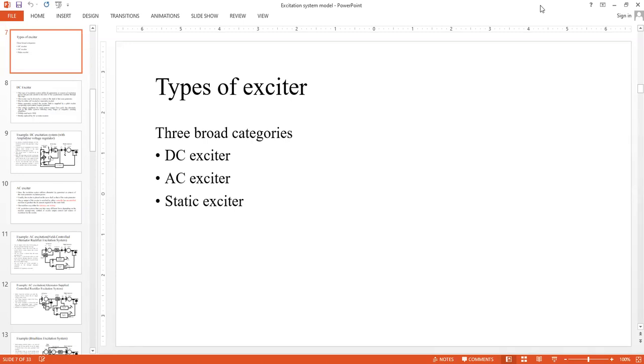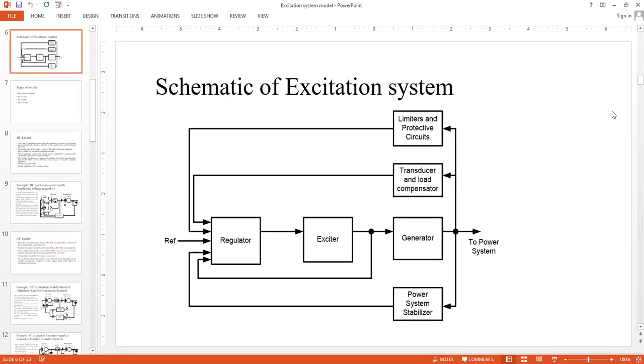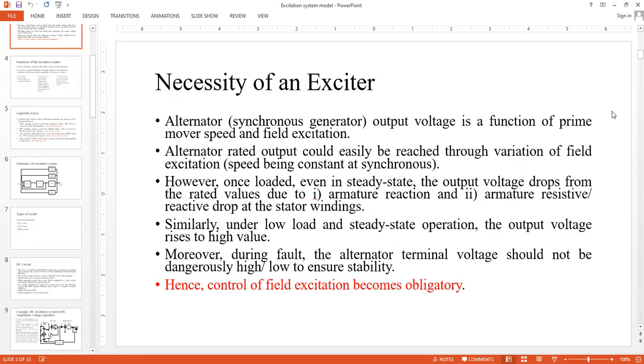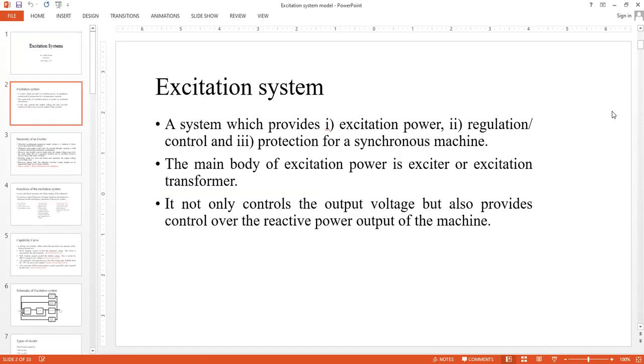So, in the last class, we started the topic of excitation system modeling, and we went through the types. We started from the basic definition of the excitation system, and to be specific, the modeling is associated with the conventional synchronous machine. Okay.